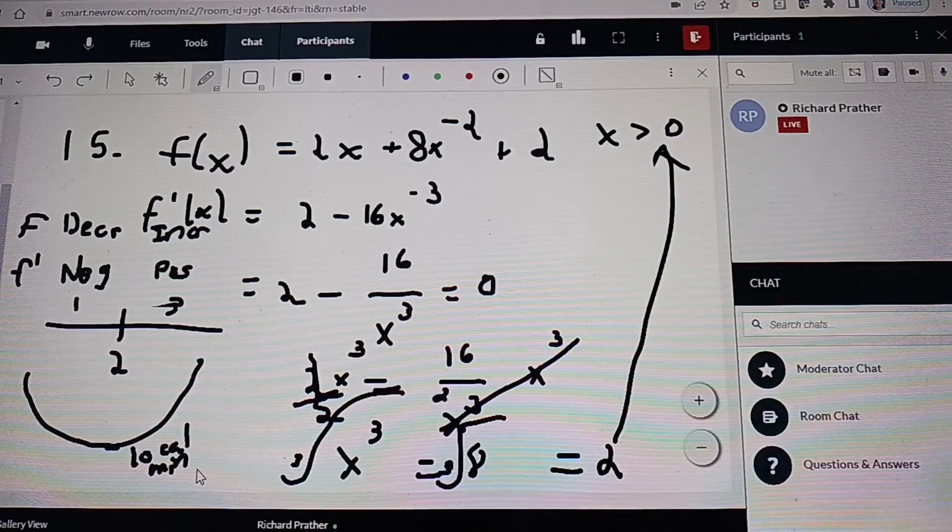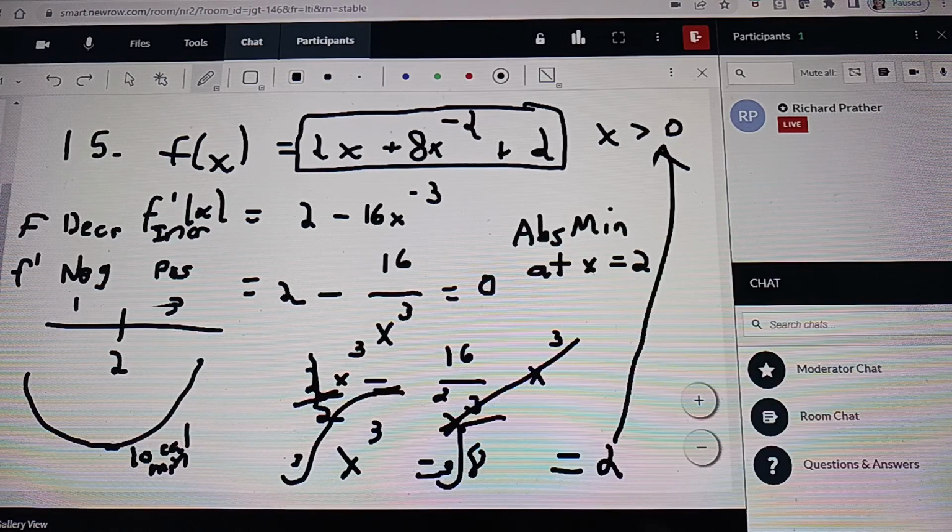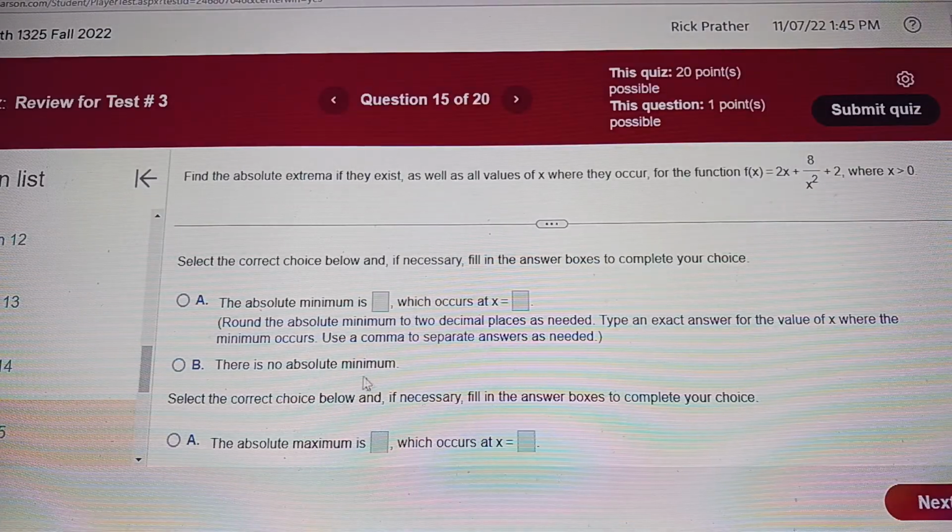And if a single critical number in an interval is a local min or local maximum, then it's also an absolute min or absolute maximum. So I just showed that there's an absolute minimum at x equals 2, although there may not be an absolute maximum. I don't know anything about the absolute maximum. Maybe there is, maybe there isn't, but we know for sure there's an absolute minimum at x equals 2, and we could plug 2 into this if we need the value of it. But let's see if they just want the location only. No, they do want the value also. So absolute minimum, there is no absolute maximum.